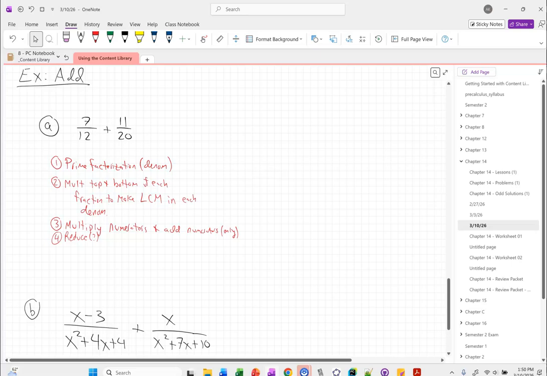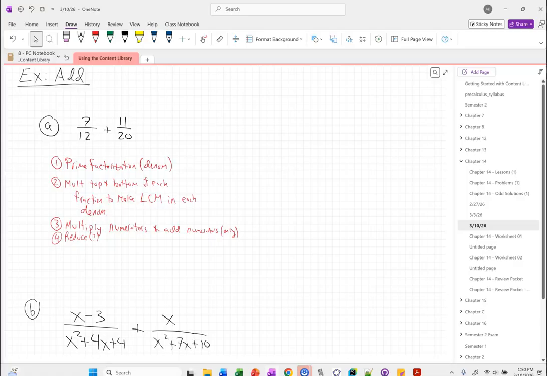So let's say we want to add 7/12 plus 11/20. The first thing we want to do is a prime factorization, but specifically only for the denominators. That's the only part I care about. So the prime factorization of 12 is 2 times 2 times 3. And the prime factorization of 20 is 2 times 2 times 5.